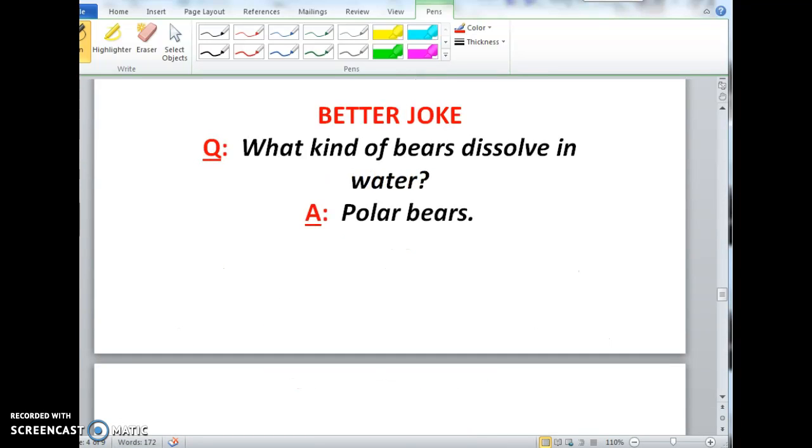A much better joke. What kind of bears dissolve in water? Polar bears. It's going to remind you that since water's polar, anything that will dissolve in it will also be polar. That is, specifically, what kind of molecules will dissolve in water.